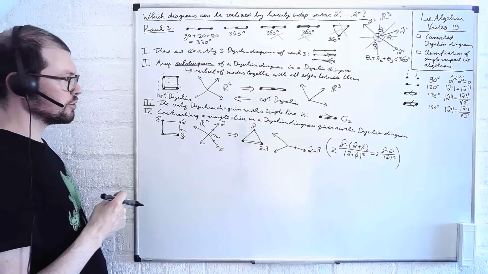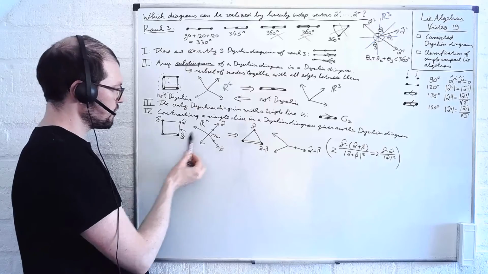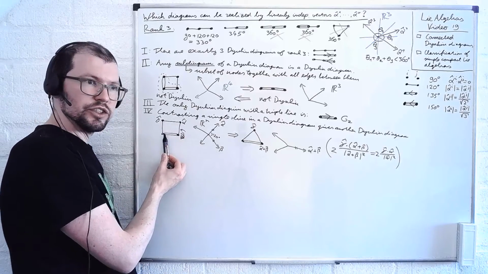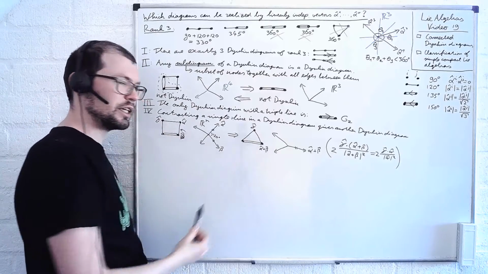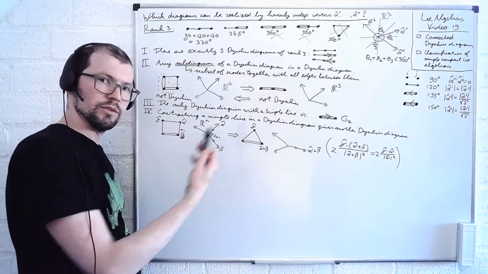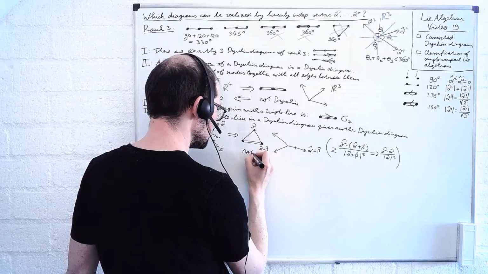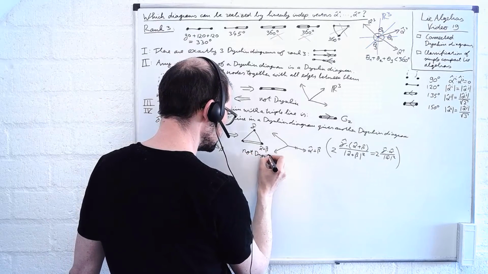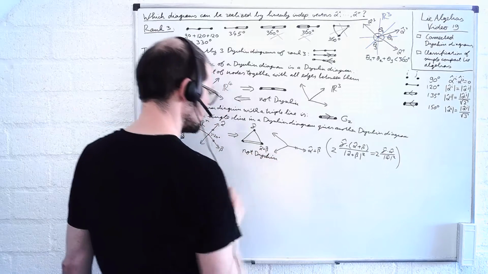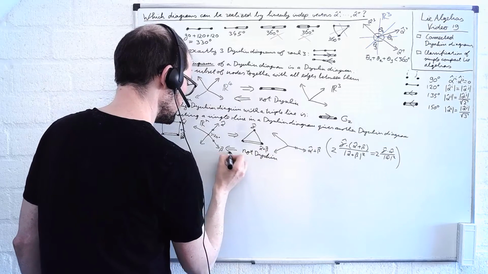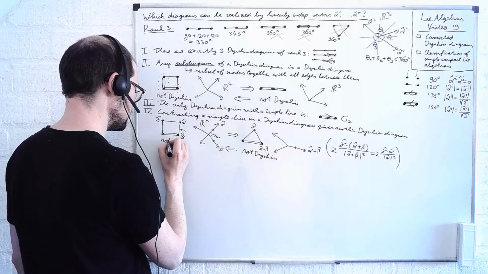So again, why is this useful? Well, if contracting any edge in a Dynkin diagram gives a Dynkin diagram, then the converse of this statement tells us that if this is not Dynkin, and in this example indeed it is not Dynkin, then this is not Dynkin either.